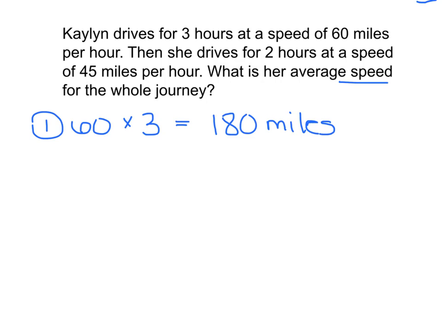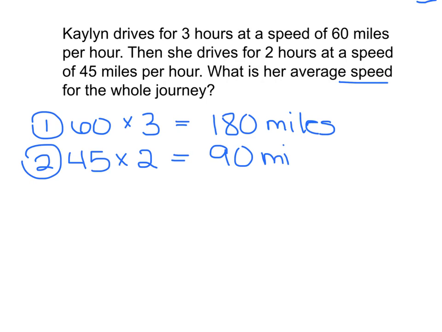Now in the second part of her journey, it says she drives for 2 hours at a speed of 45 miles per hour. So the second part, 45 miles each hour, and she drove for 2 hours, so we have to do 45 times 2, which equals 90 miles in the second part of her journey. So altogether, Kaylin drove 270 miles.